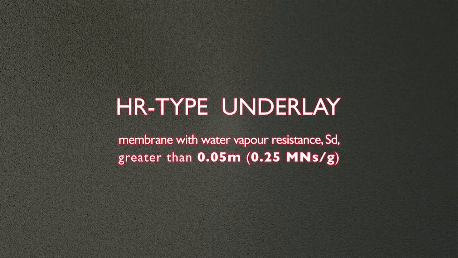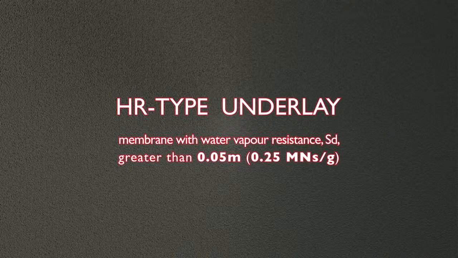HR underlay: membrane with water vapour resistance SD greater than 0.05 metres, 0.25 meganewton second per gram. This definition covers traditional bitumen roofing felts, such as the old BS747 Type 1F felts that were a staple of tiled and slated roofing for many years. The BS747 standard has since been replaced by EN 13707 for bitumen felts.